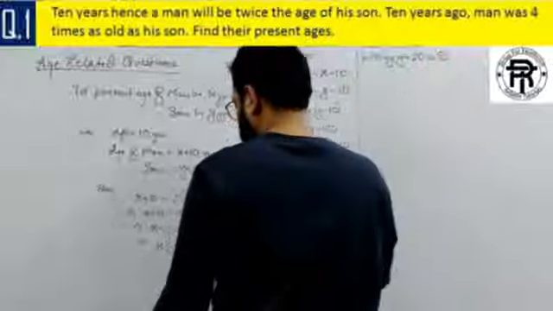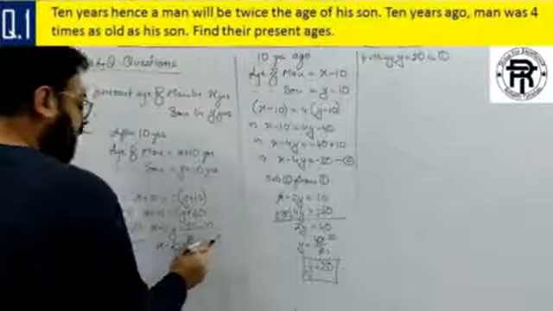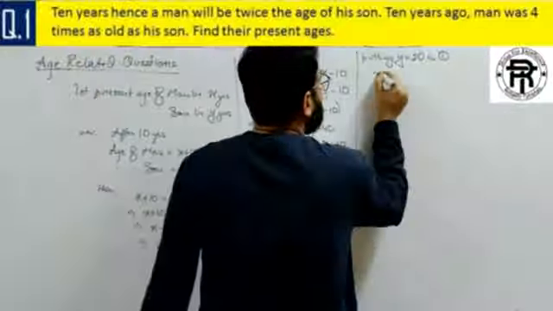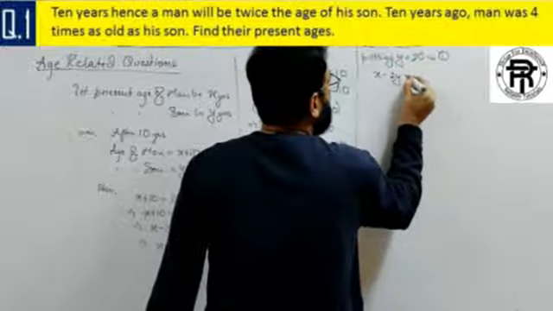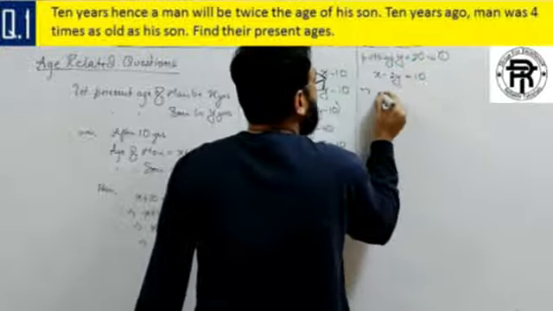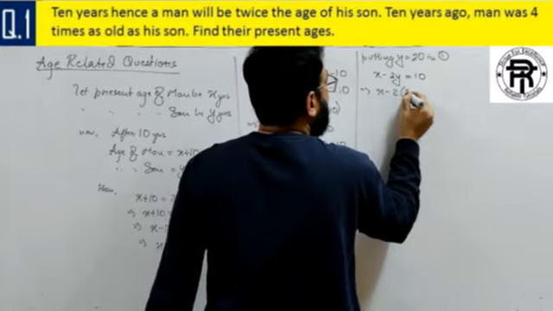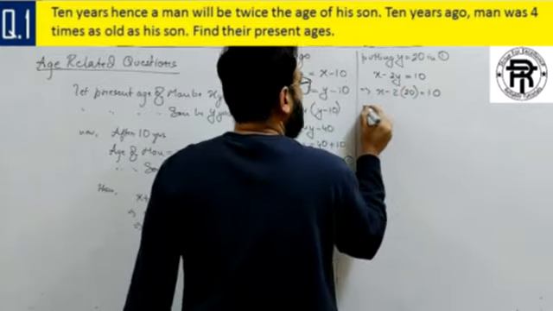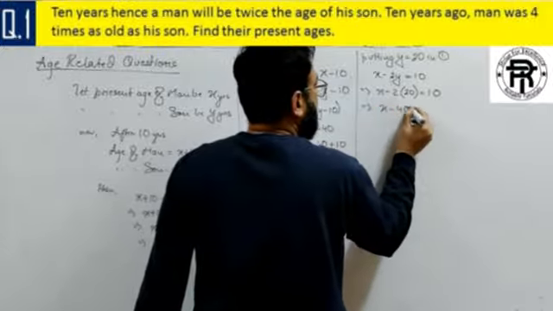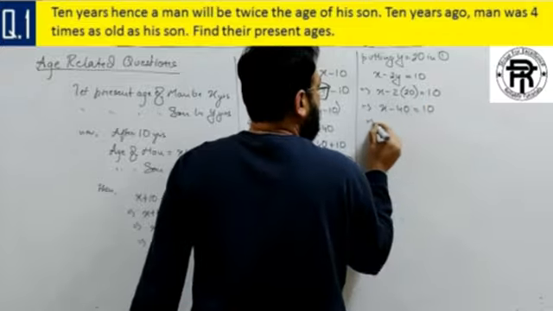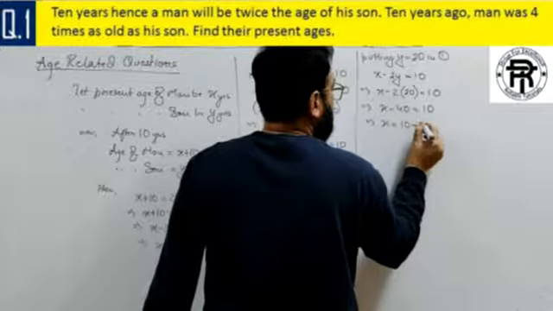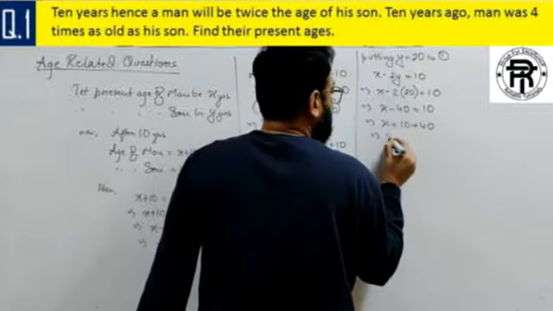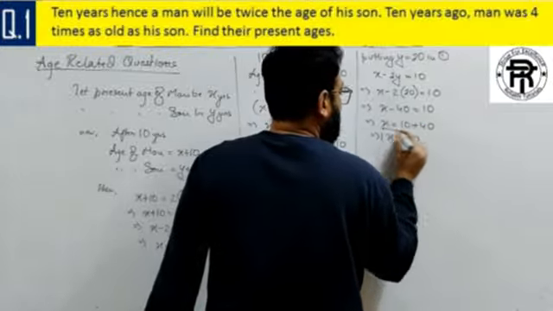First equation is x minus 2y is equals to 10. That is x minus 2 into 20 is equals to 10. That is x minus 40 is equals to 10. That is x is equals to 10 plus 40. That means x is equals to 50.